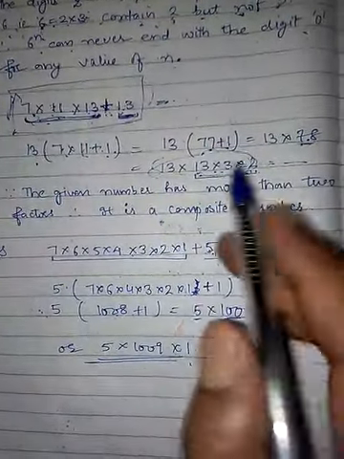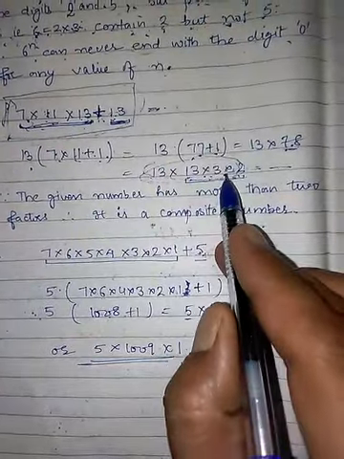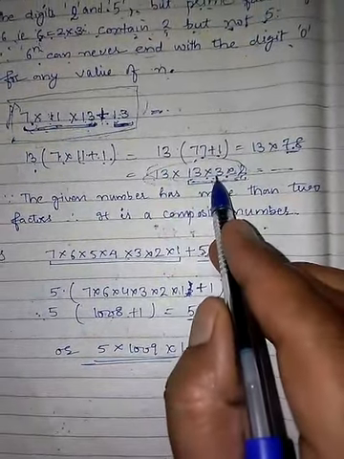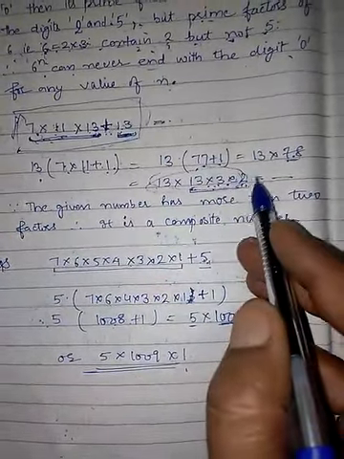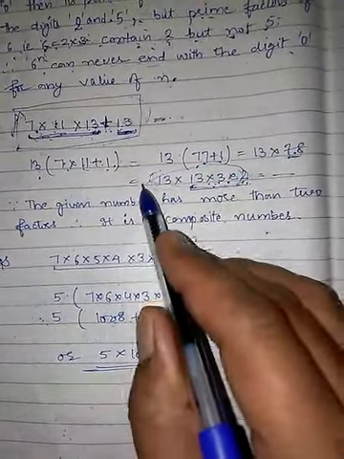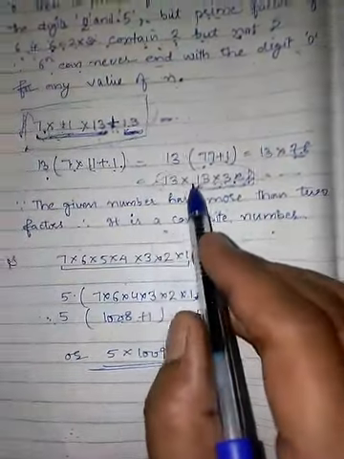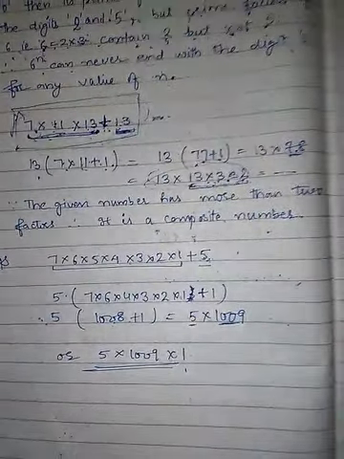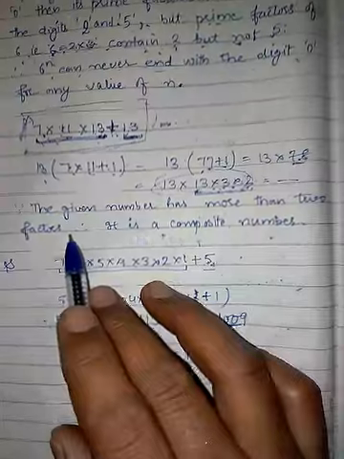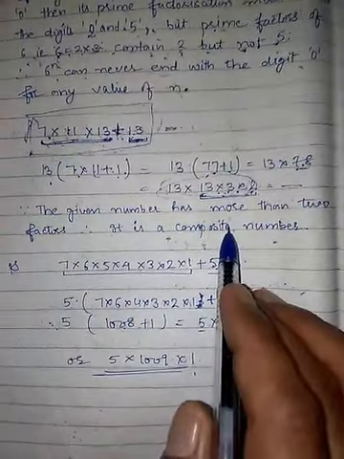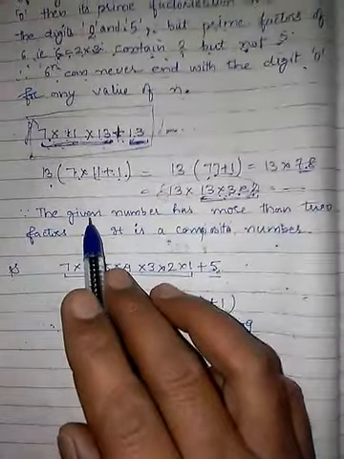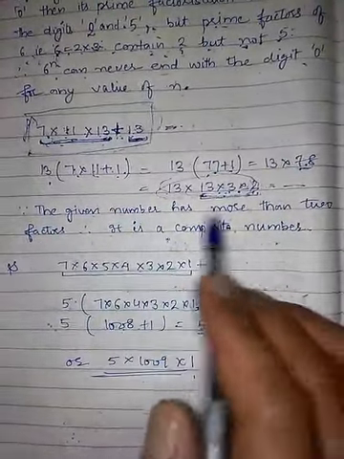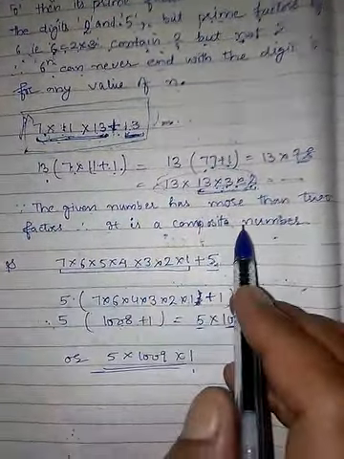Now see, in the given number how many factors are there? 2, 3, 13. Already 3 are there. The fourth one will be 1, and the fifth one will be the number itself. So if any number has more than 2 factors, then it is a composite number. Clear? This is the definition of a composite number, beta. If a given number has more than 2 factors, then it will be a composite number, right?